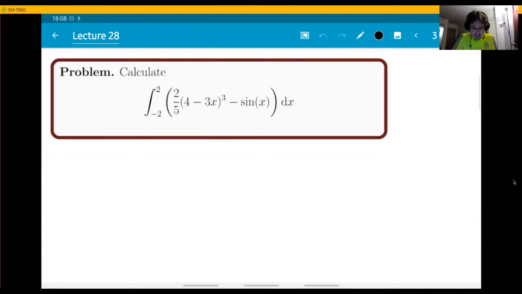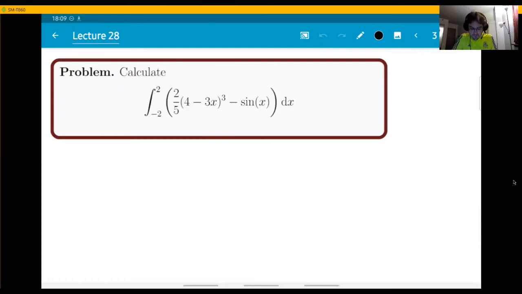So here's the first one. This is one that's very similar to one that I was gonna originally give in one of the lectures. I think it was 24, 25. And I decided to leave it for later. So we have an integral to just calculate from -2 to 2.